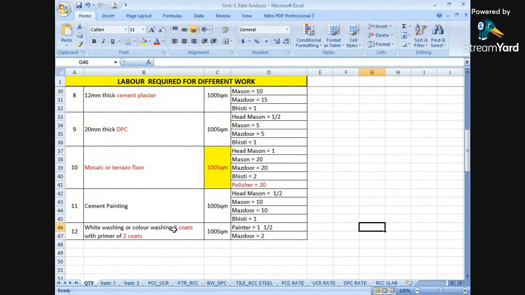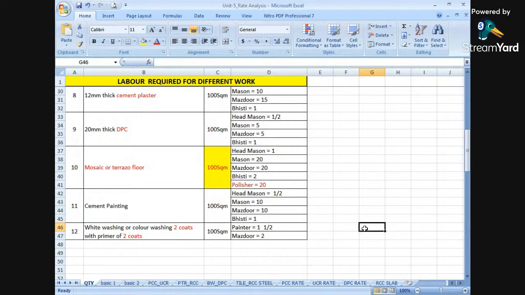That means 2 coats of whitewashing and 2 coats of primer. So overall 4 coats have been carried out. So while 100 square meters area is to be covered for 2 coats of color or whitewashing and 2 coats of primer, how many painters are required? So 1.5 painters are required, and the mazdoor, that is the helper, is 2 numbers.